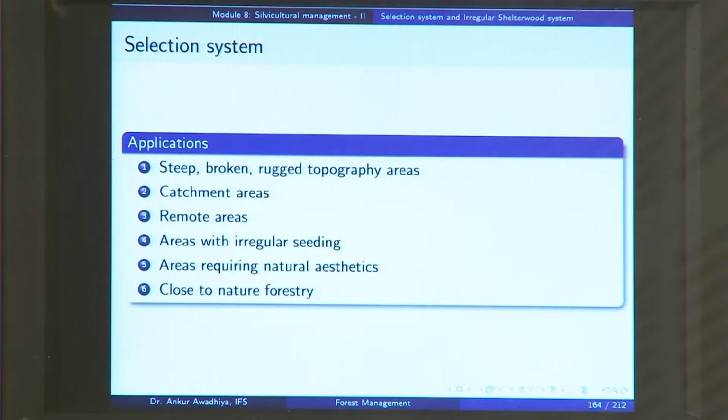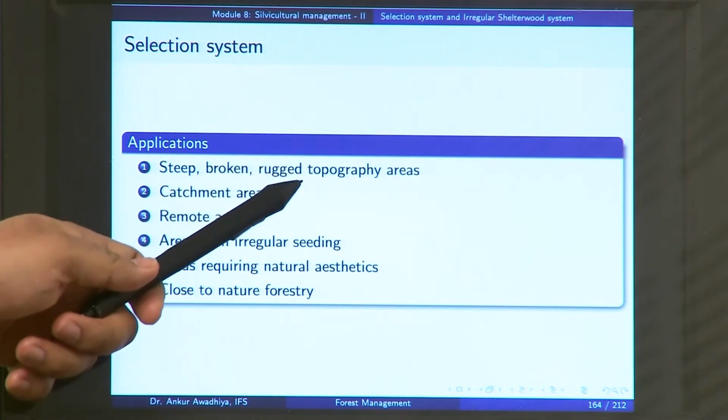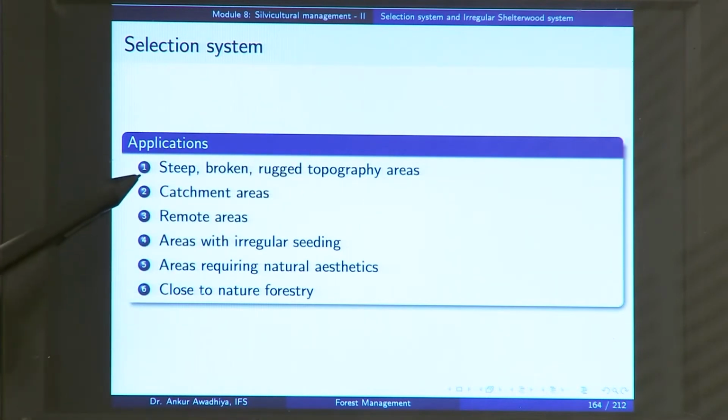So, one big application is in those areas that have steep, broken and rugged topography, areas that are catchment areas, areas that are remote. If a place is in a remote location, it is difficult to bring your machines for large scale harvesting, as in a clear felling system, and so in remote areas you typically go for a selection system.